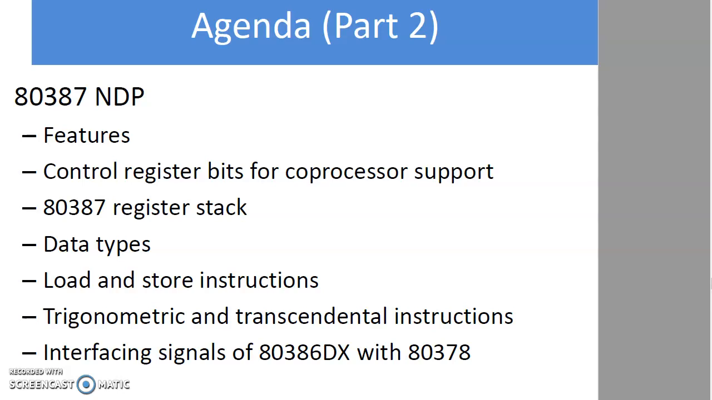Welcome students. Today we are going to discuss the 80387 NDP, numeric data processor. It is a coprocessor which is used for doing the mathematical calculations associated with the program. All the instructions of this coprocessor start with F, as you already know. 80387 works with 80386DX and together they do the operations of the program.